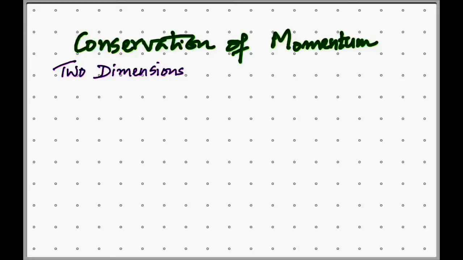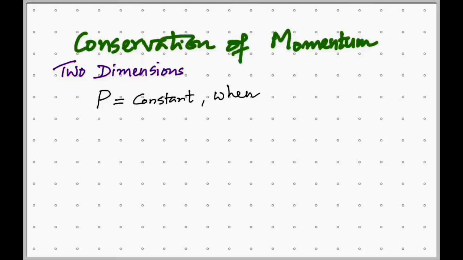Okay, so how do you write this? What is conservation of momentum? I would just say P is conserved or P is constant, when external force is equal to 0. That is the principle of conservation of momentum.